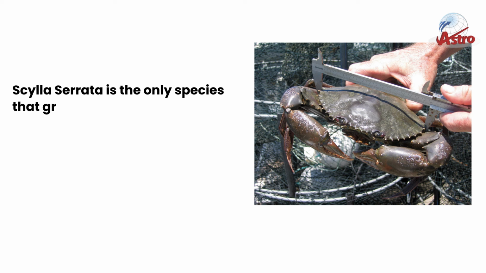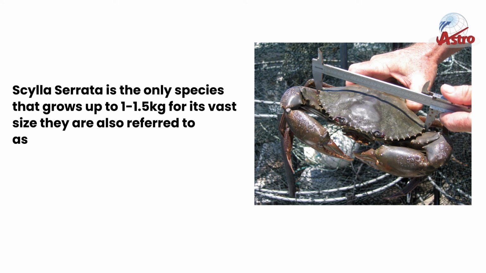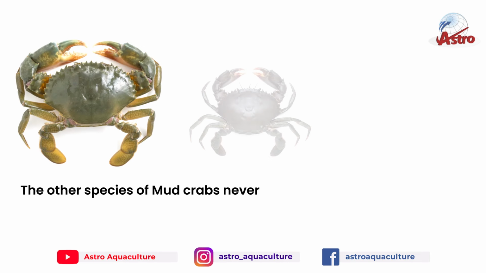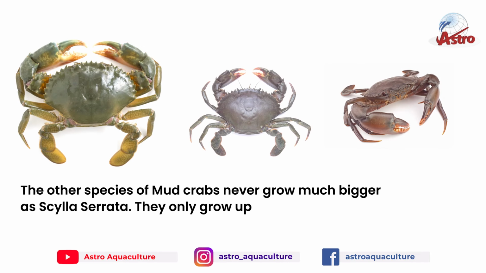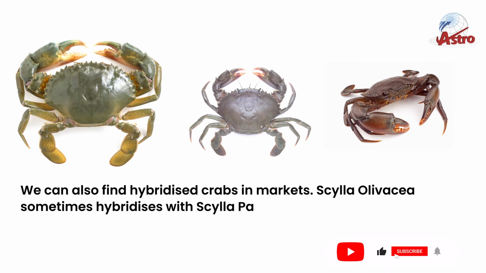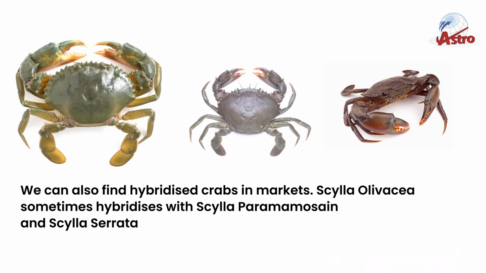Scylla serrata is the only species that grows up to 1 to 1.5 kilograms for its vast size. They are also referred to as giant mud crabs. The other species of mud crabs never grow much bigger than Scylla serrata. They only grow up to 700 to 750 grams. We can also find hybridized crabs in markets. Scylla olivacea sometimes hybridizes with Scylla paramamosain and Scylla serrata.